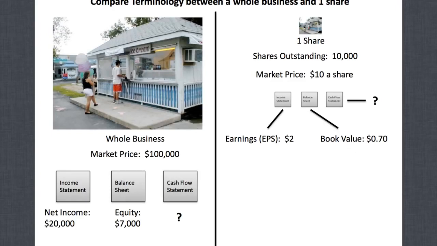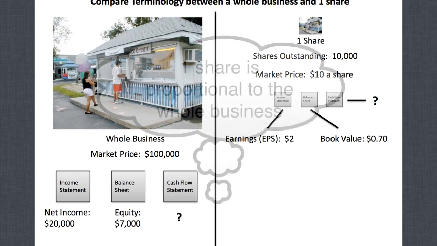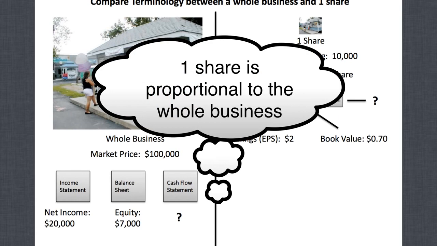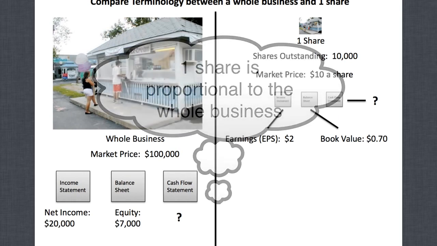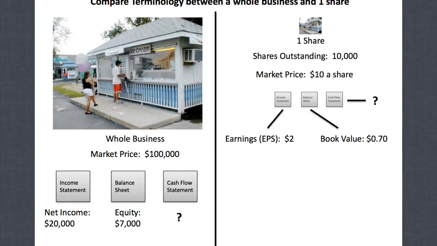But what you're going to find is it doesn't matter if you're talking the whole business or you're talking one share, it's all proportional because every single term is being divided by the shares outstanding, which is 10,000. So when we look at the book value for this one share, it's 70 cents. Let's go to the next slide here and see where this takes us.